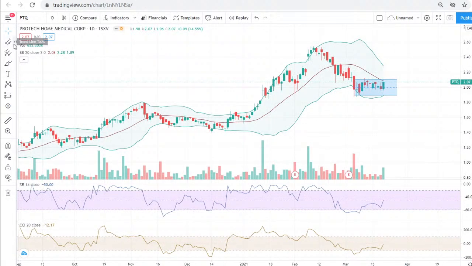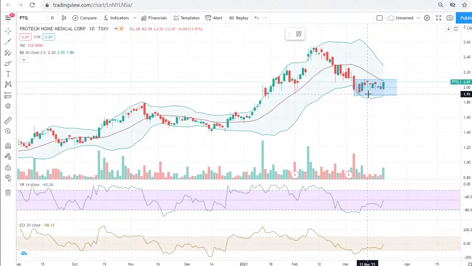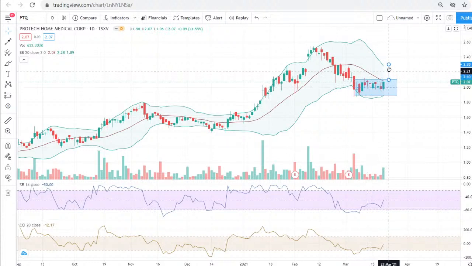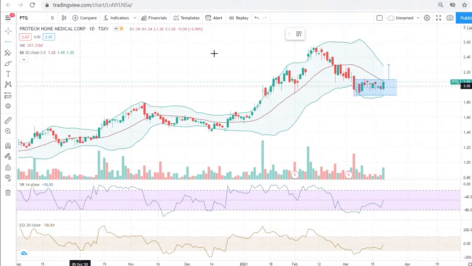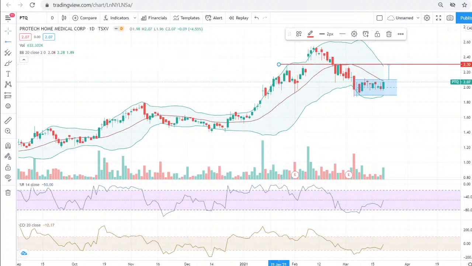So let's talk about a target. What could be a target in case of a breakout? If it gives a breakout, our next target shall be this one. 2.3 shall be our next target in case of an upside breakout, or if there is a downward breakout, the target shall be when it reaches there.